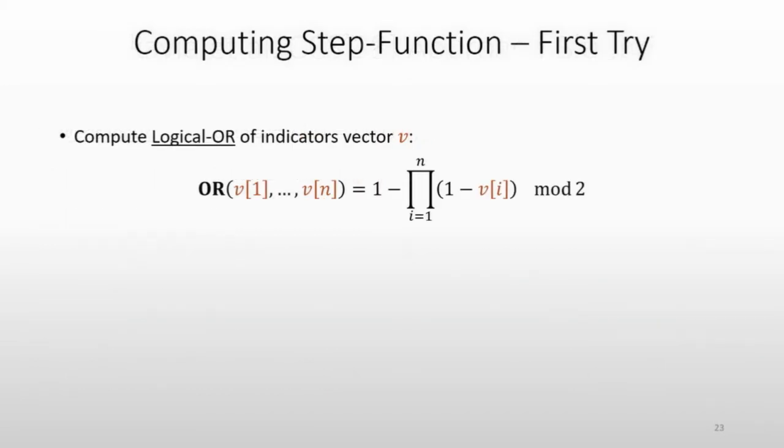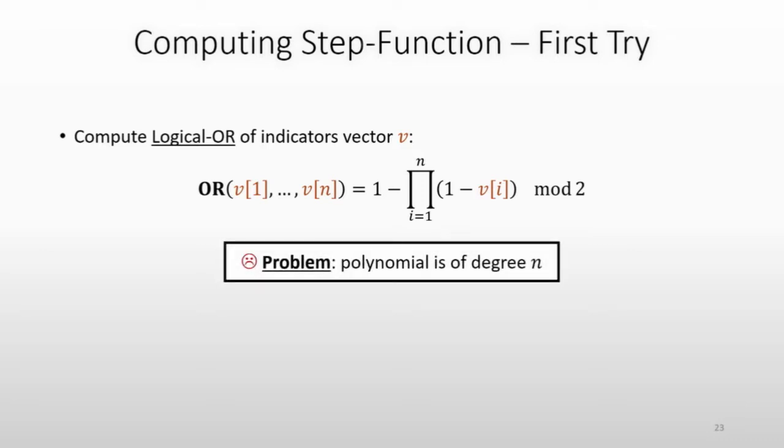Our first try will be to compute the logical OR of the indicators vector v. But the immediate problem here is that the polynomial that we get is of degree n. This is too much for us in most use cases, so let's try and reduce it.